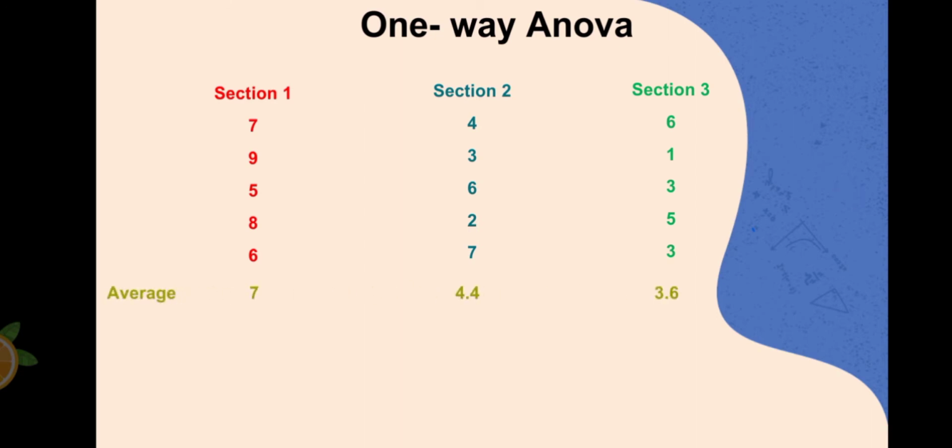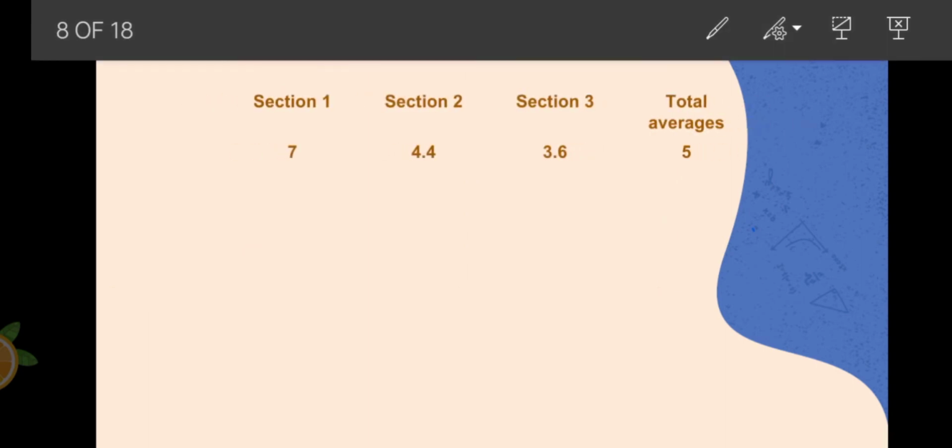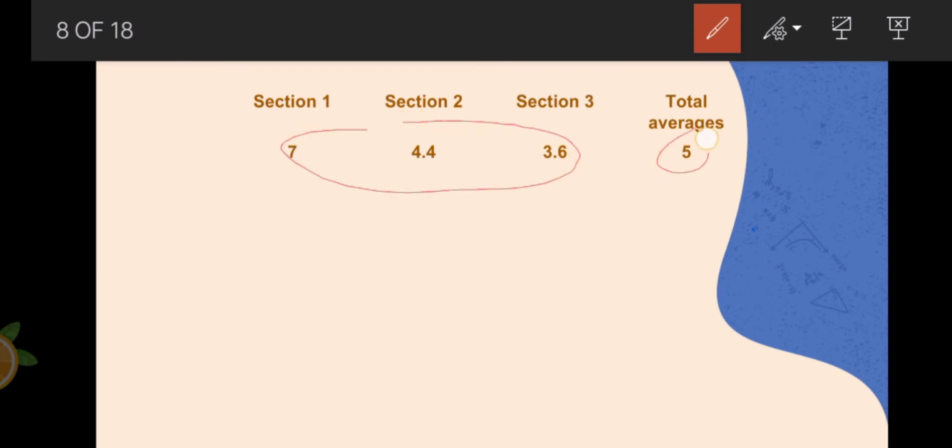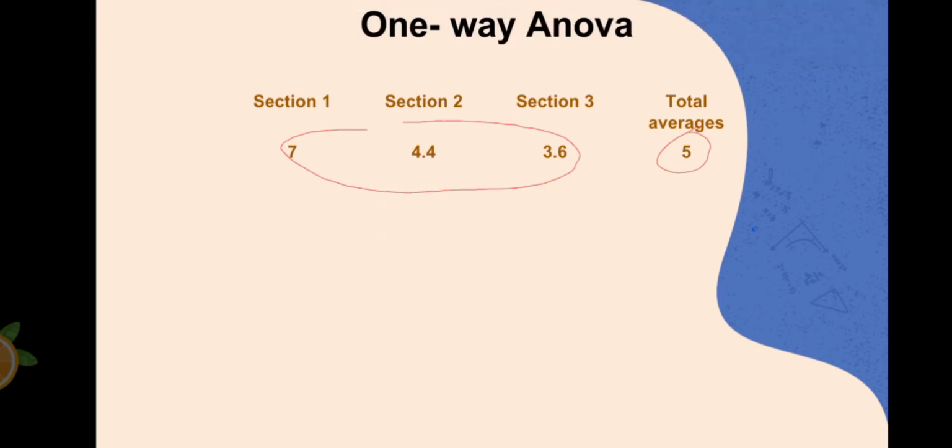So we have here the 7 for section 1. For section 2 we have 4.4. For section 3 we have 3.6. And we'll be calculating the grand mean, the mean of our means. So we have the 5. The summation of these 3 divided by 3 is equal to 5. So that's how we get our grand mean. Or we can have the summation of all the scores divided by the total number of the population.